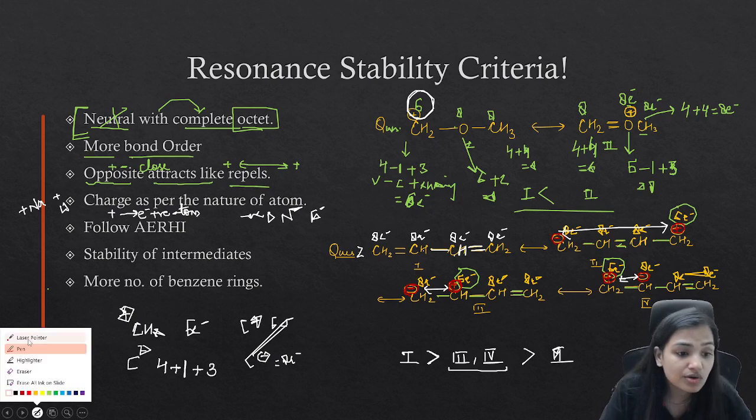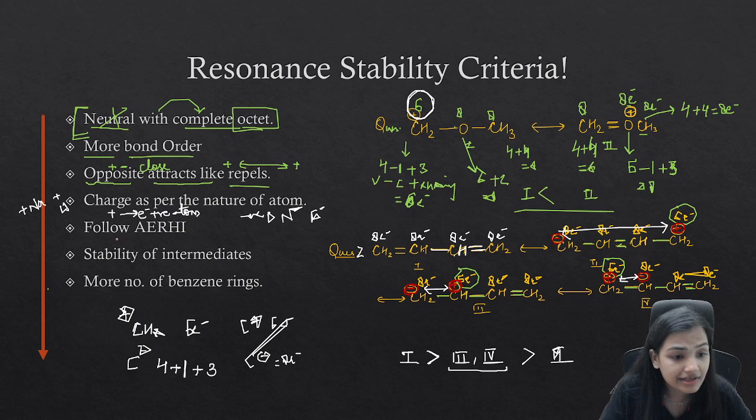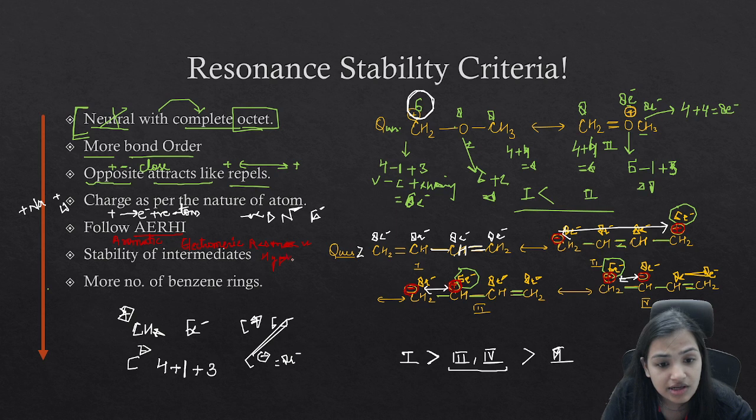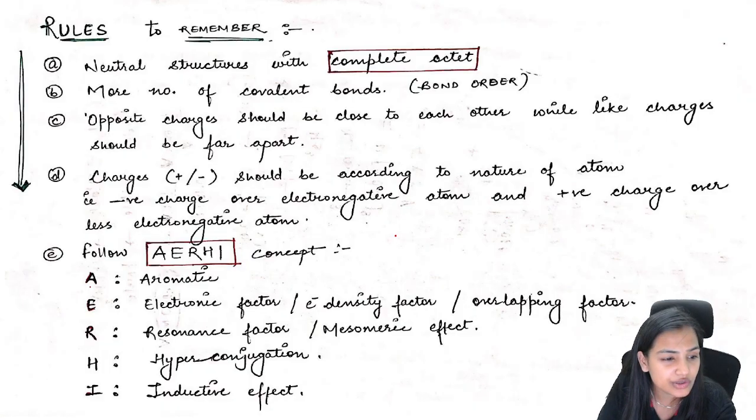Now we can also follow AEREHI. What do you mean by AEREHI? AEREHI, guys, means A is for aromatic, E is for electronic or electromeric factor, R is for resonance, and H is for hyperconjugation. So this is the short form. I is for inductive. Guys, I have given you all these points in detail here as well, so you need not be worried.